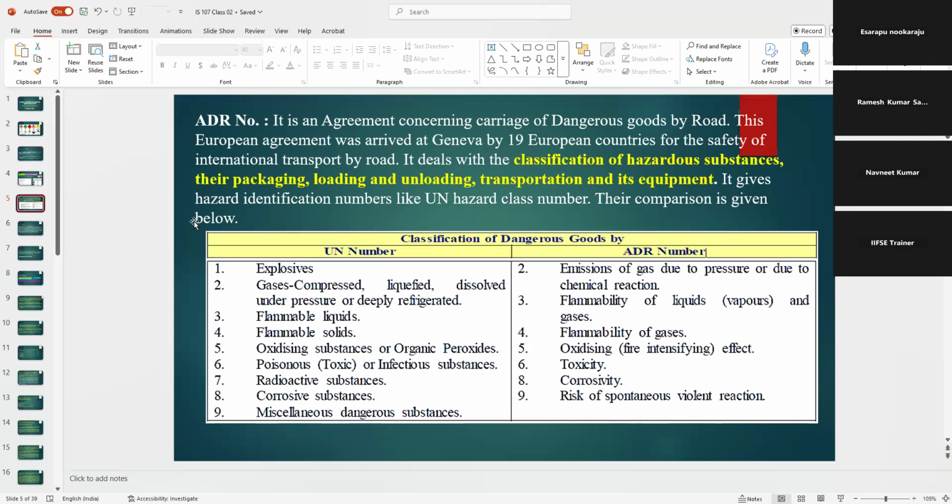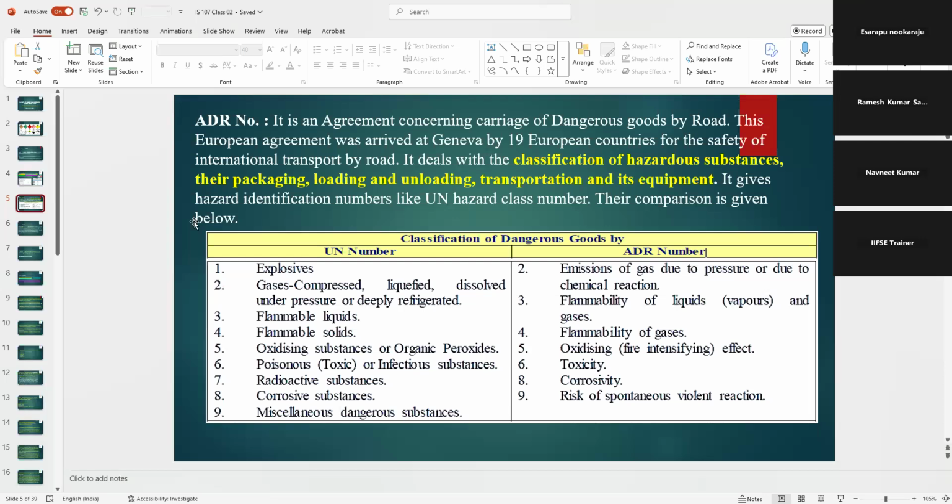It comprises explosives, the UN number one, gases, compressed gases or liquids, flammable solids, and oxidizing substances. Then the ADR number covers the emission of gas due to pressure, flammability of liquids, vapors or gases, oxidizing substances, toxicity, corrosivity, or risk of spontaneous reactions. That is the ADR number indication.